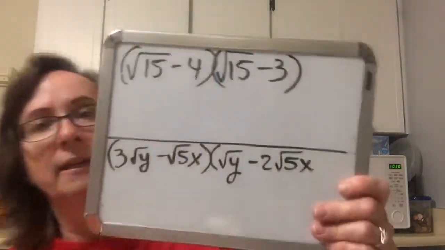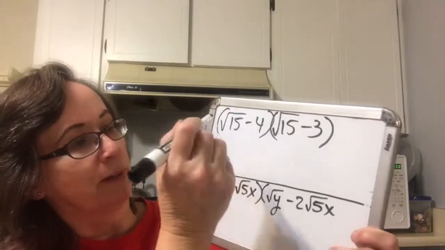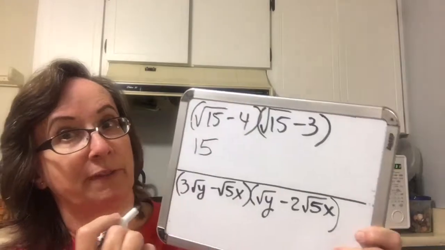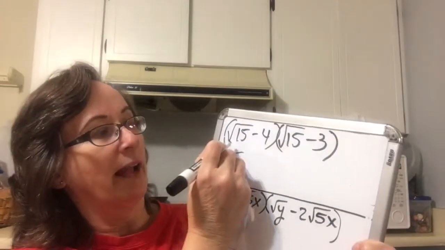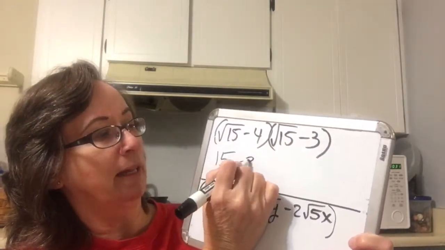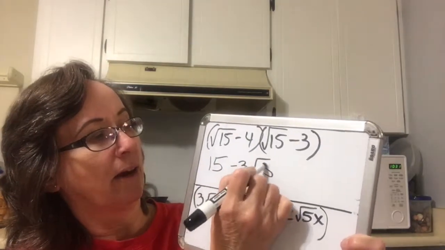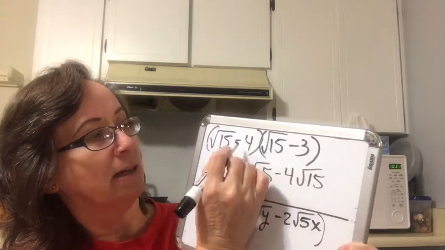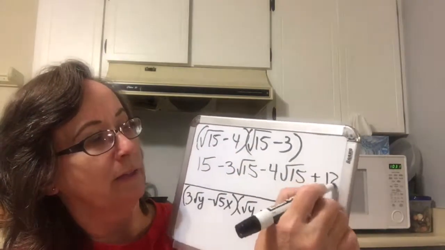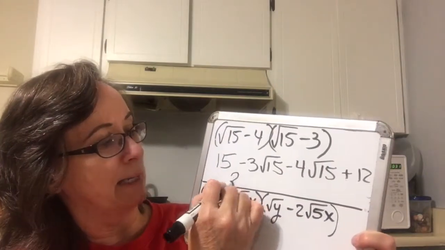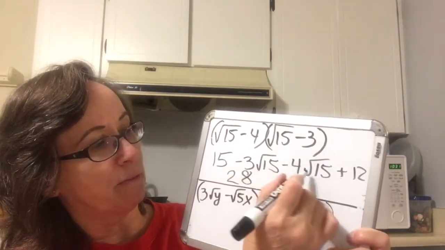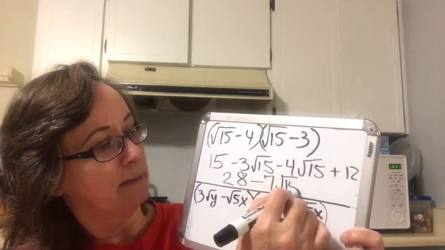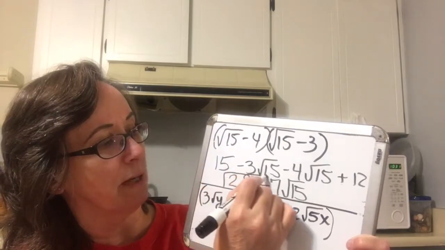On the next one, we're foiling, and we're going to have our first will give us 15 because the square root of 15 squared is 15. Our outside will be negative 3 square root of 15. Our inside will be negative 4 square root of 15. And our last would be positive 12. The 12 and the 15 will combine to give me a 28. And the negative 3 square root of 15 and the negative 4 square root of 15 will combine to give me a negative 7 square root of 15.